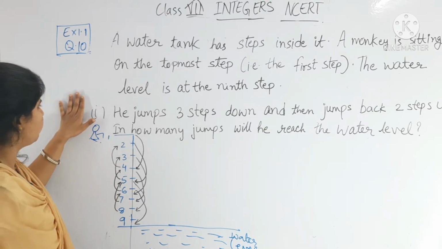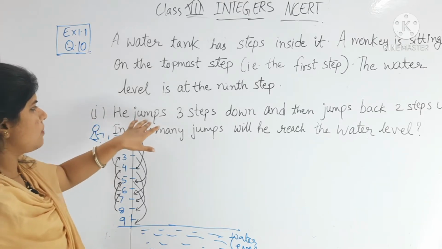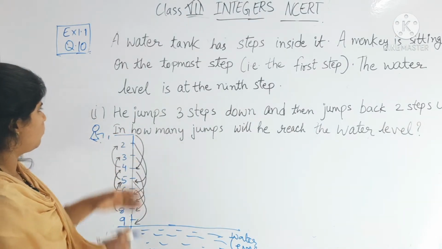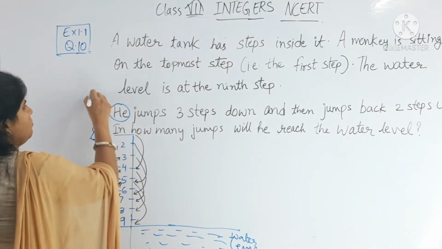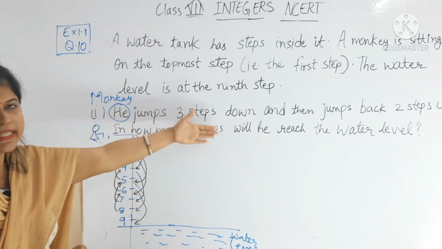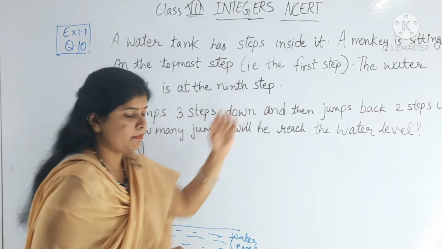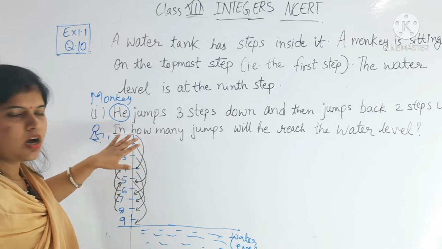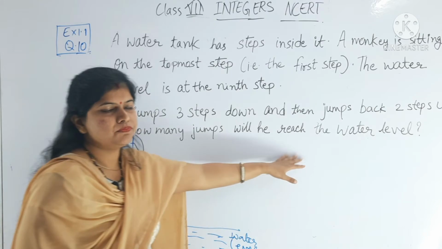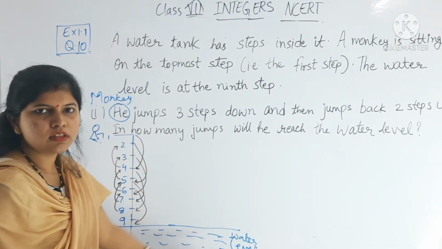So here is the first part of the question. He jumps three steps down. Okay, here is the monkey. The monkey jumps three steps down and then jumps back two steps up. In how many jumps will he reach the water level? So how many jumps will it take for him to reach the water level?